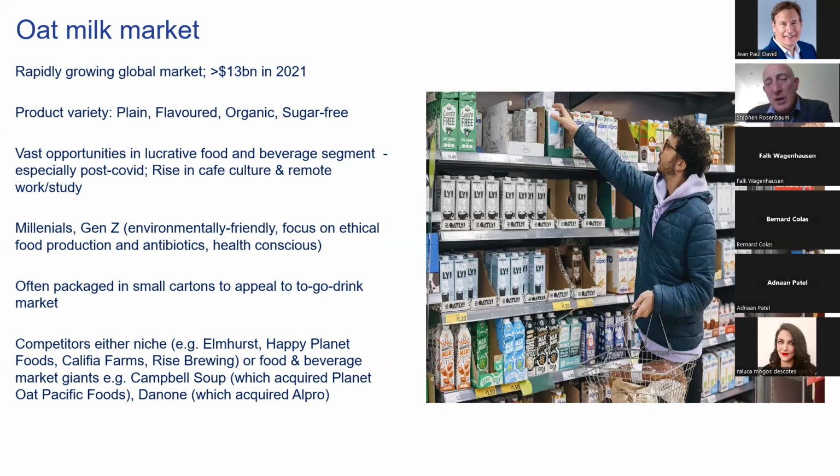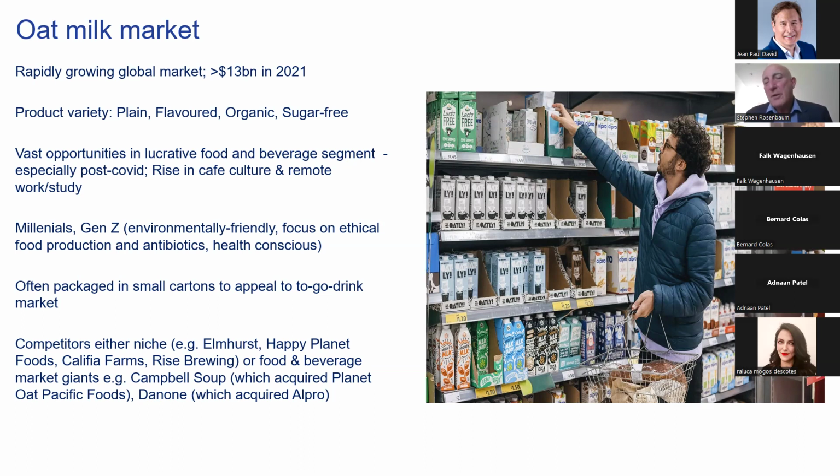And the competitors, as we mentioned, some of them in the oat milk sector are niche producers. So in other words, a bit like Oatly, all they do is oat milk and oat milk derivatives. Whereas other companies are the really big players within the food and beverage industries. So we've got people like Campbell's Soup, for example. We've got Danone, which is Europe's largest dairy producer, which acquired Alpro, which is a Belgian vegan drinks company that makes yogurts and all kinds of oat milks and rice milks and so on and so forth.